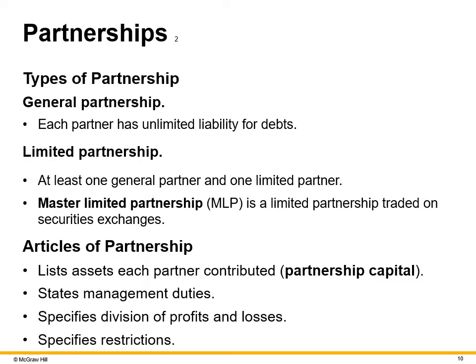Articles of partnership are legal documents that set forth the basic agreement between partners. They usually specify the money or the assets each partner has to contribute to the partnership. This is also called partnership capital. They also specify each partner's individual management role or duty, how the profits and losses of the partnership will be divided among the partners, how a partner may leave the partnership, and any other restrictions that might apply to the agreement.